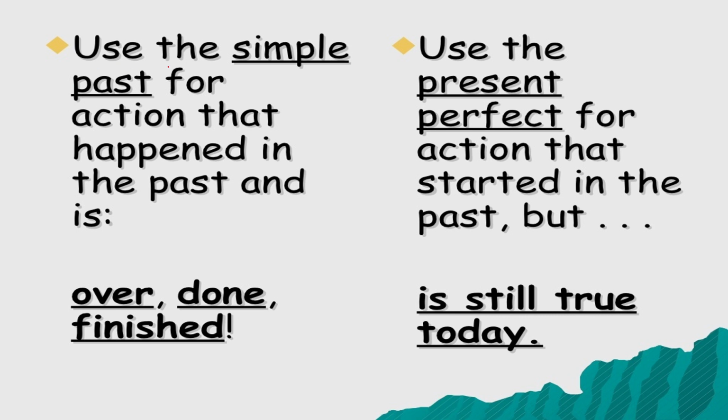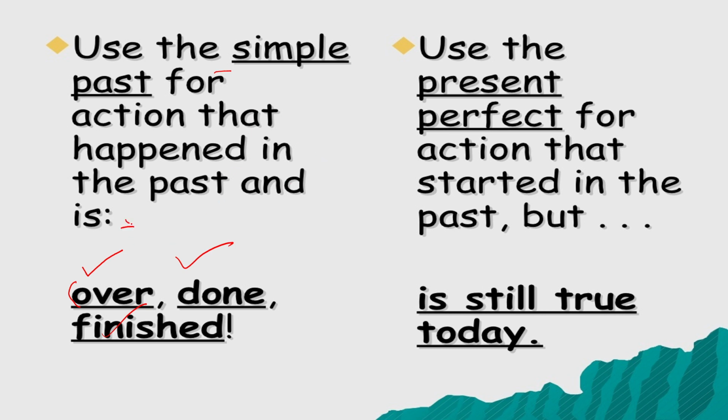So here we use simple past for an action that happened in the past and is over, done and finished. My dear students, remember this: we use simple past to refer to any action that happened in the past and is over, done or finished. Similarly, we use present perfect for an action that started in the past but is still true today.